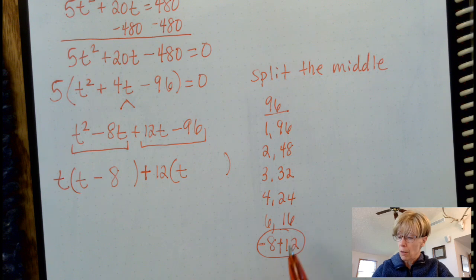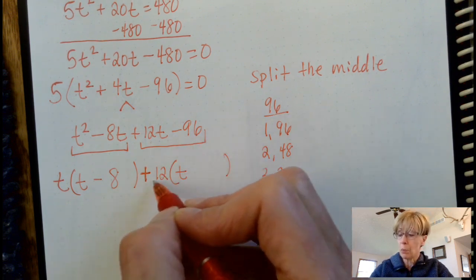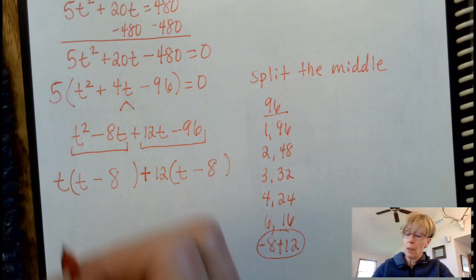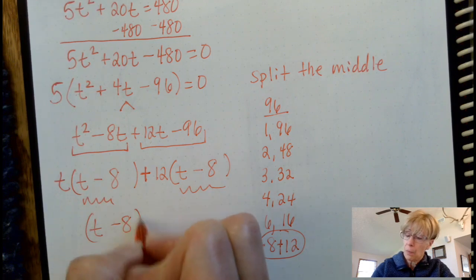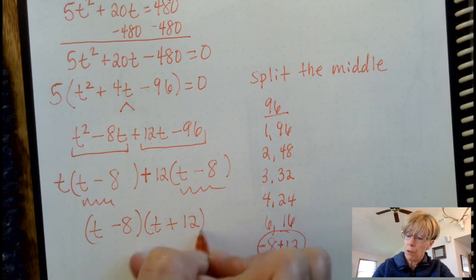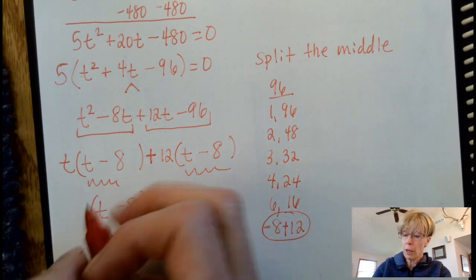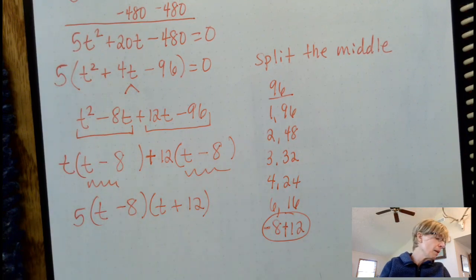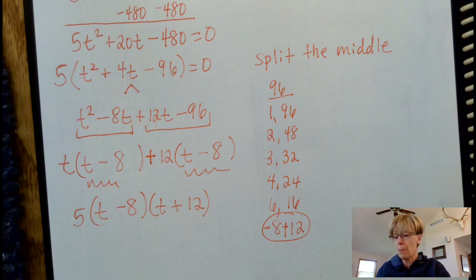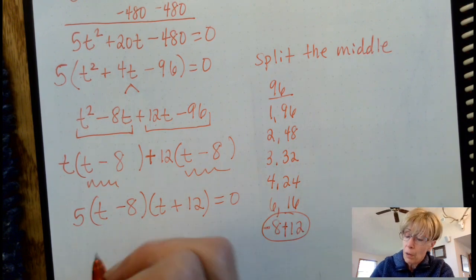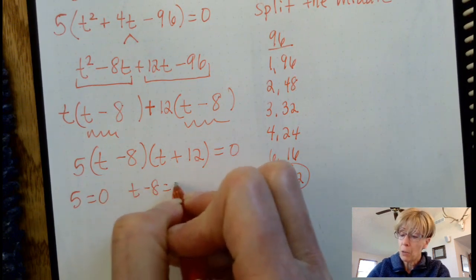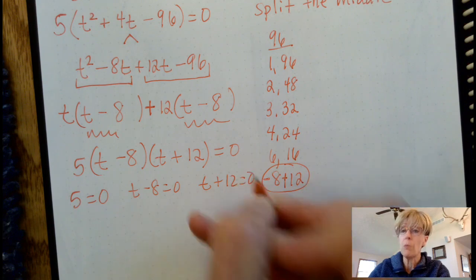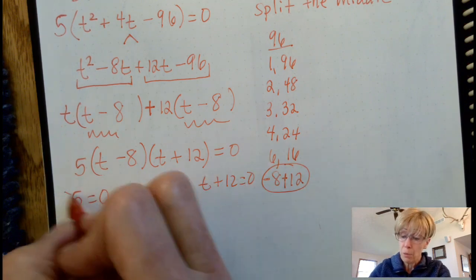And remember, if you want to get technical, we are saying 5 times t minus 8 equals 0, and t plus 12 equals 0. But 5 doesn't equal 0. But we can solve t minus 8 equals 0 by adding 8 to both sides, and we get t equals 8. And we can subtract 12 from both sides of the other, and we get t equals negative 12. But again, we're talking about time. Can we ever say that we've been for negative 12 seconds? No. Our reasonable answer in this particular problem is that the time is going to be 8 seconds.